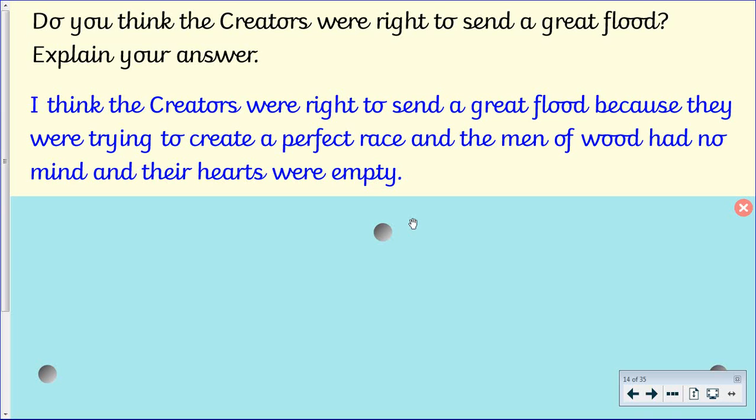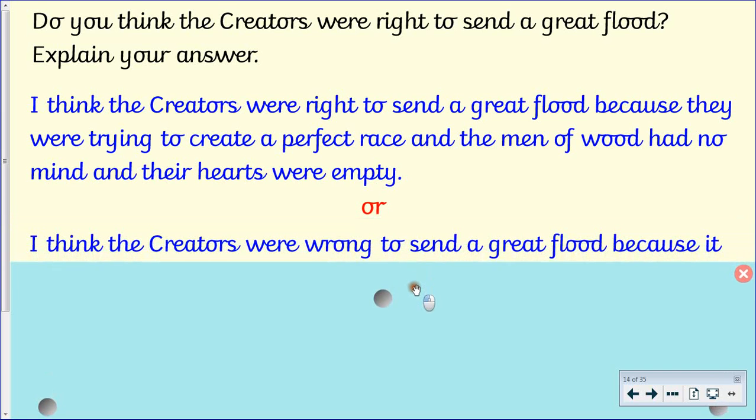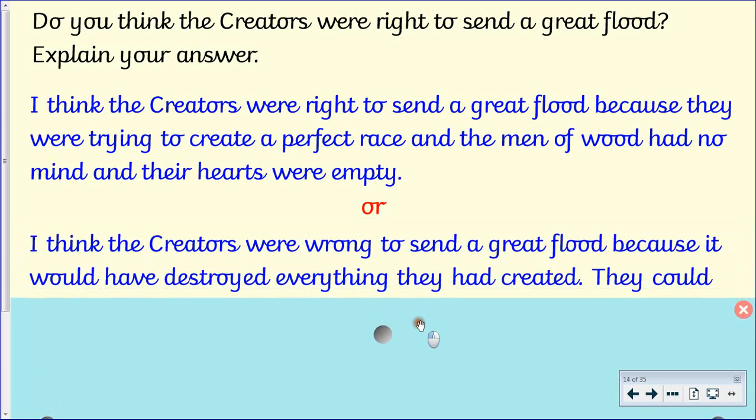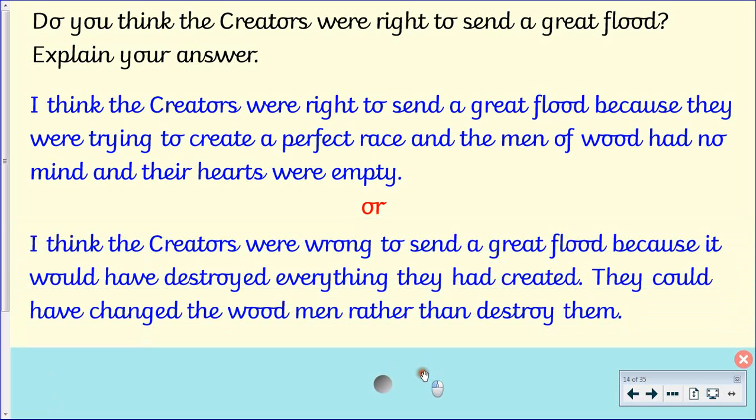They're just trying to start again. Or I could say, I think the creators were wrong to send a great flood because it would have destroyed everything they'd already created. They could have changed the woodmen rather than destroyed them. So I know from the text that they'd already created trees, great trees, and all those animals. And in my head, I'm thinking, well, if they've sent a great flood, then lots of the things they've already done are going to be destroyed.